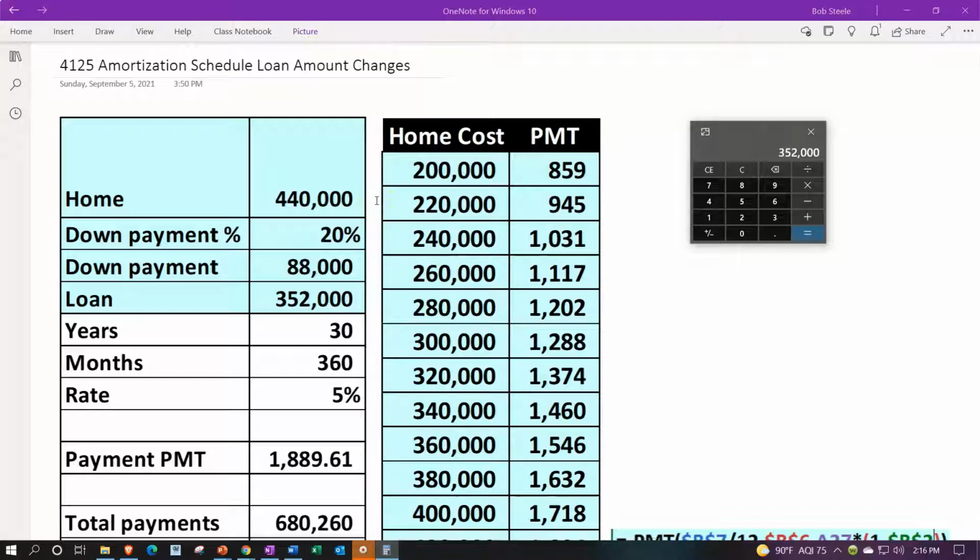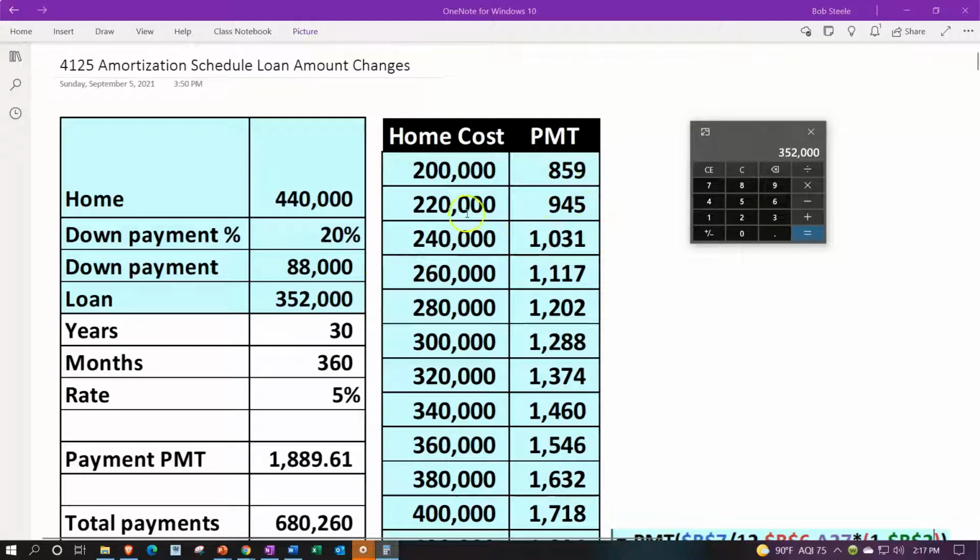So if you want to see how we do that in Excel, you could take a look at that. The first thing that we might do to do this is to say, I would like to see a list of different home amounts that will result in different loans here, because 20% of it will be the down payment, and then see directly what the impact would be on the payments.